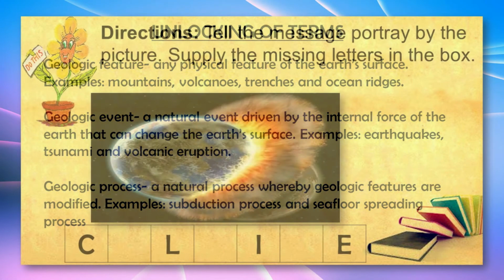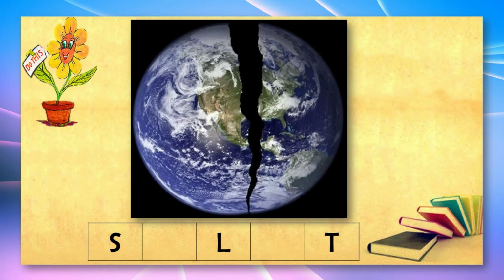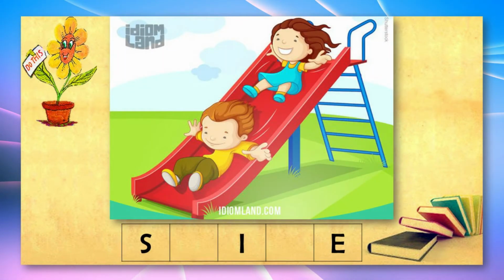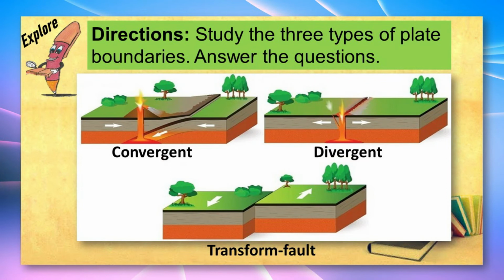Let us start our video lesson by answering this short activity. Tell the message portrayed by the picture. Supply the missing letters in the box. Good job! Now let us proceed to the next activity. Study the 3 types of plate boundaries and answer the questions.